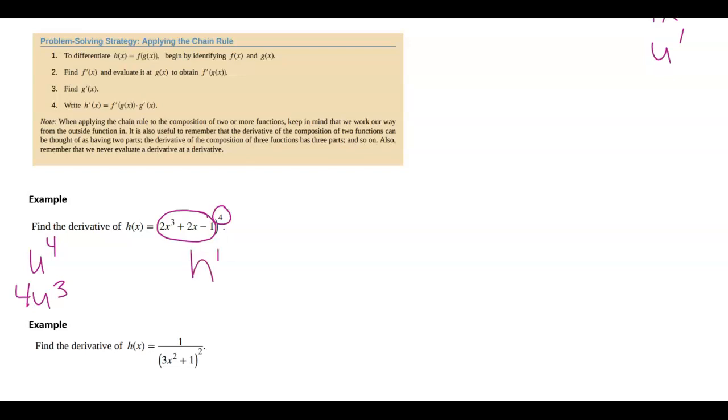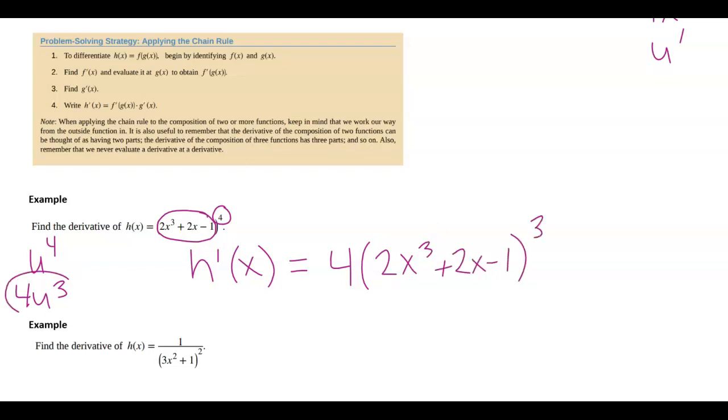Therefore, h prime of x must be 4 times that inside piece to the third. That's what I mean here by 4u cubed. But then I need to take the derivative of u. So I'm going to multiply this by 6x squared plus 2. And that's the g prime. And then we write it as that product right there.